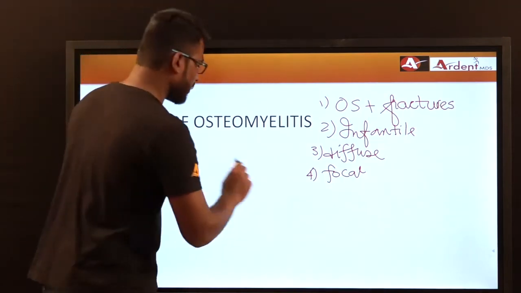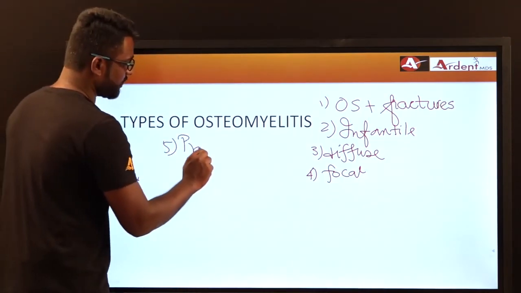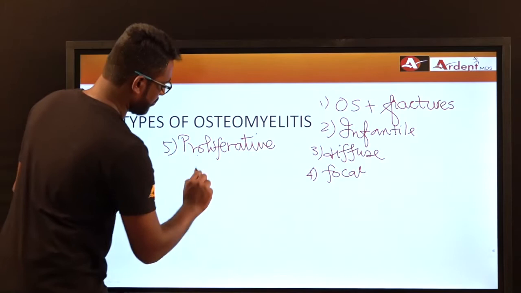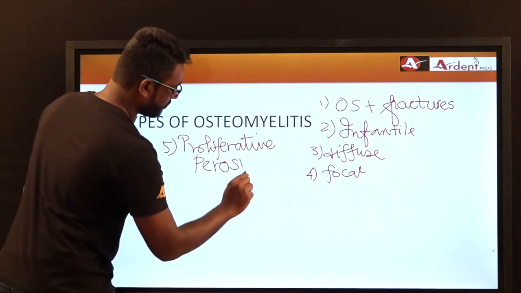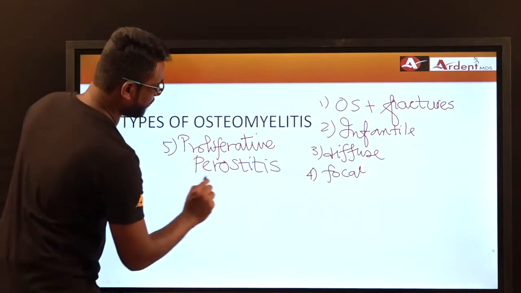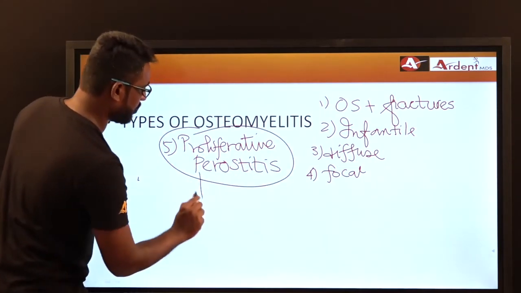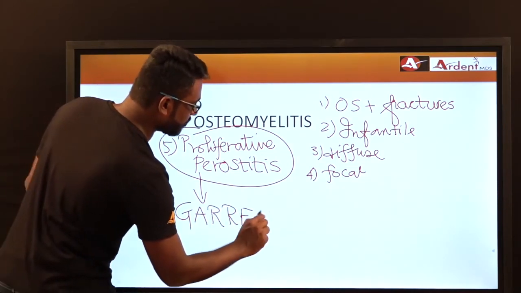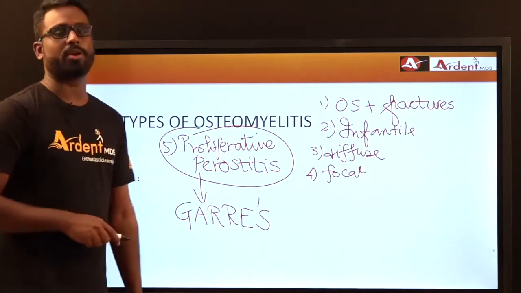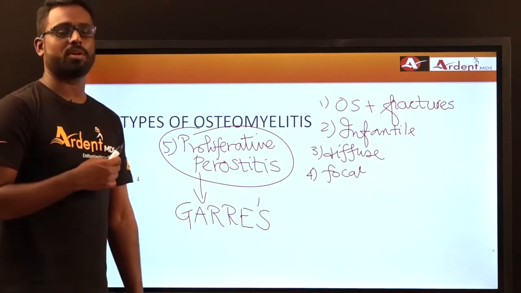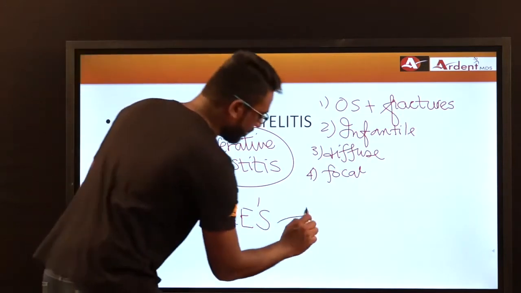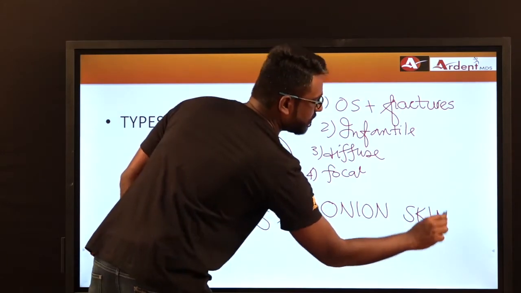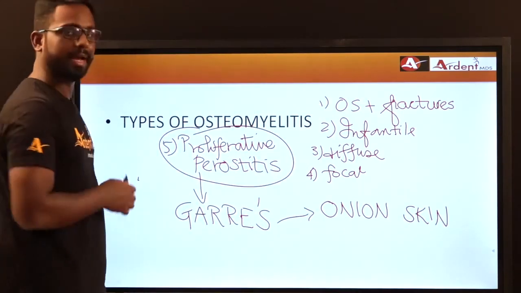And the next most important one is proliferative periostitis. This proliferative periostitis is also known as Garre's osteomyelitis. Why? Because it was described by Garre and it is most commonly seen in children. It is a non-suppurative form of osteomyelitis, and the important feature is that you can see radiographically an onion skin appearance. So this is an important feature. Onion skin appearance is seen in Garre's osteomyelitis.